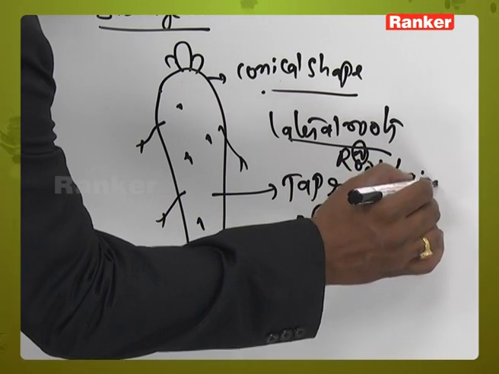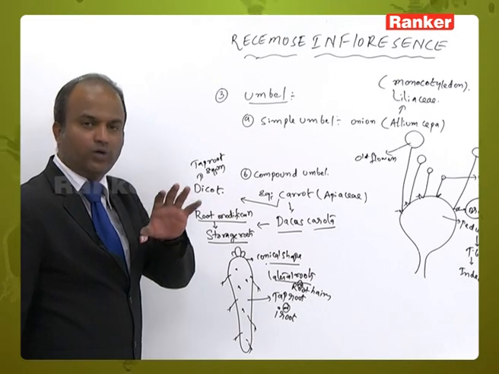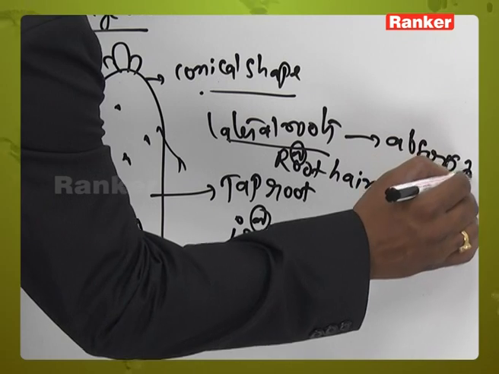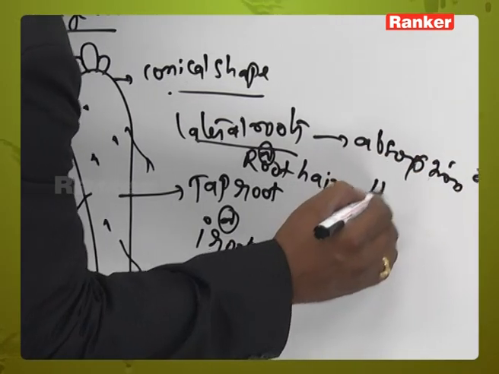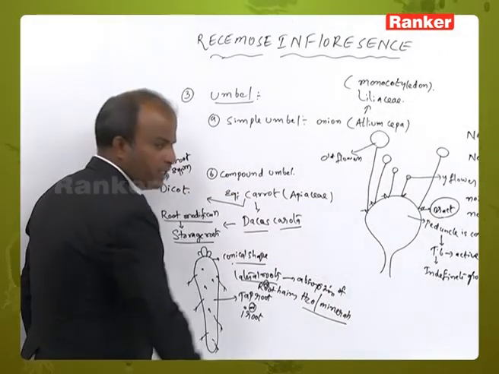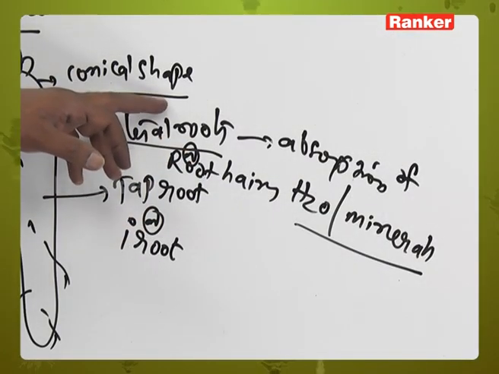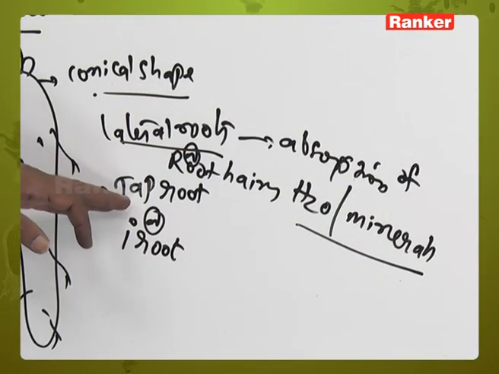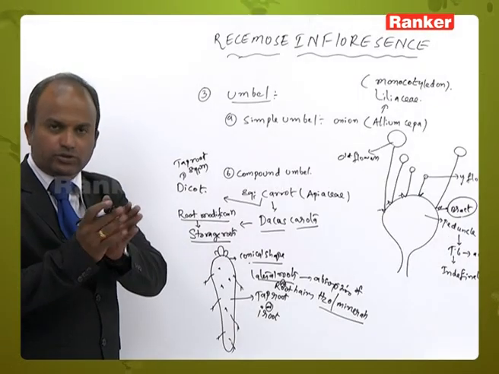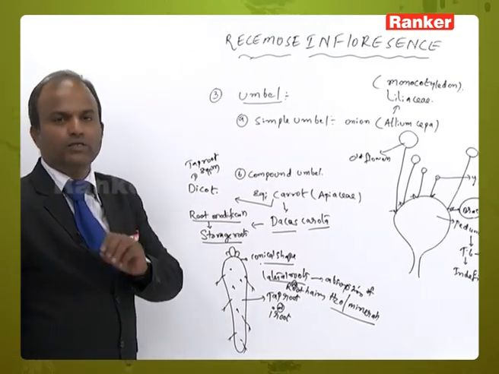These lateral roots, rootlets and root hairs perform the older function, that is absorption of water and minerals. Absorption of water and minerals is done by root hairs and it is pumped towards the lateral roots. Whereas the taproot or primary root only stores food materials, due to which it becomes bulged and attains a conical shape.